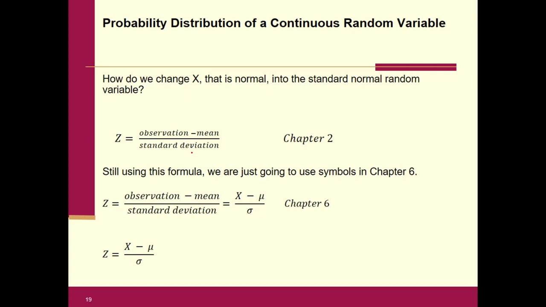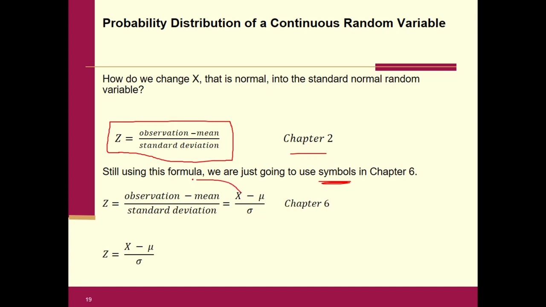Well, remember back in chapter 2, we worked with this formula: z is equal to the observation minus the mean divided by the standard deviation. Sound familiar? Well, guess what? We're still going to be working with that formula. So we're still going to use this formula. It's just that we're going to use symbols in chapter 6. That's all.